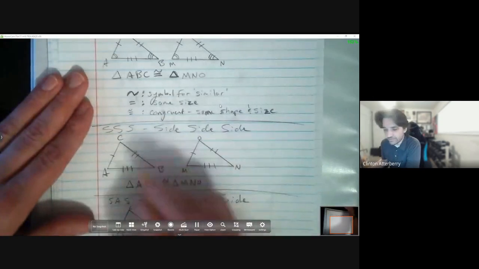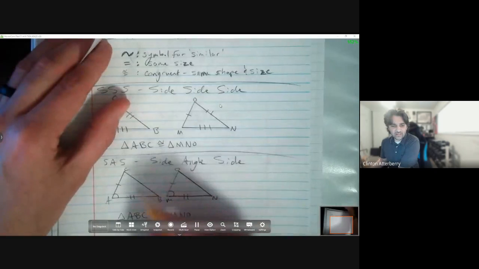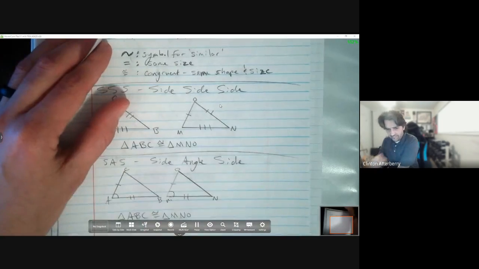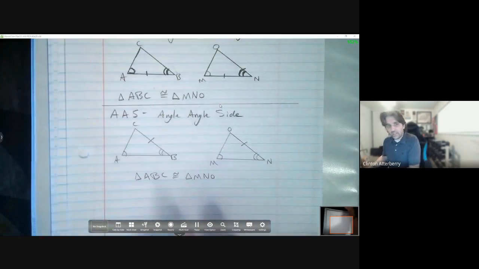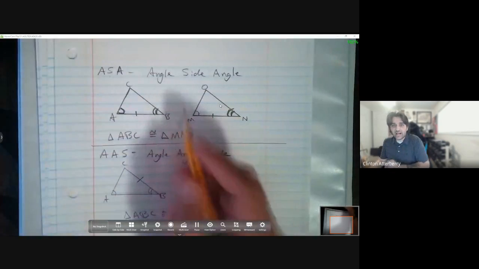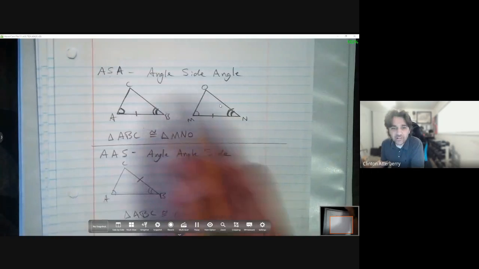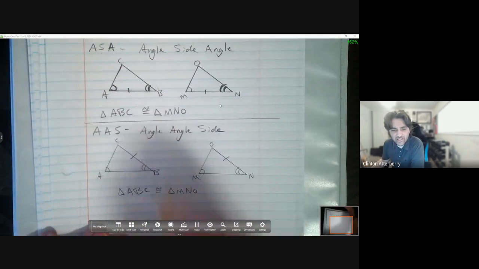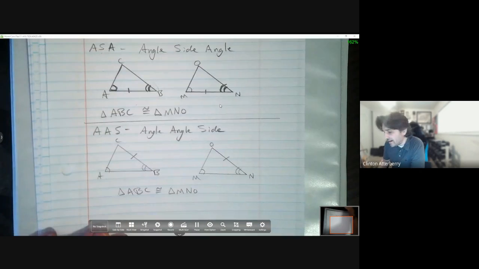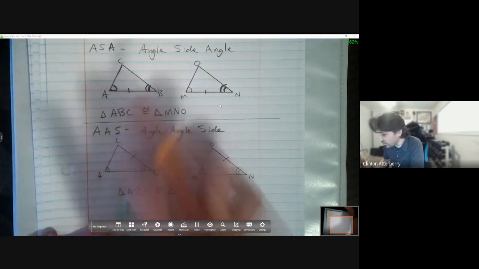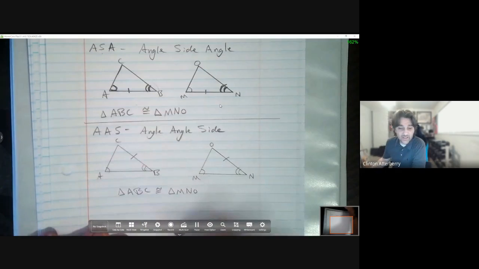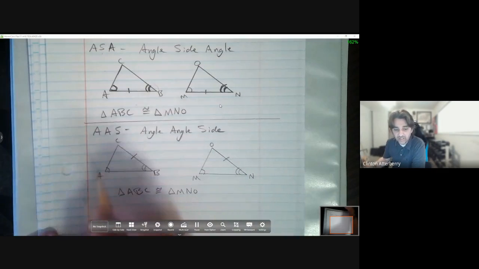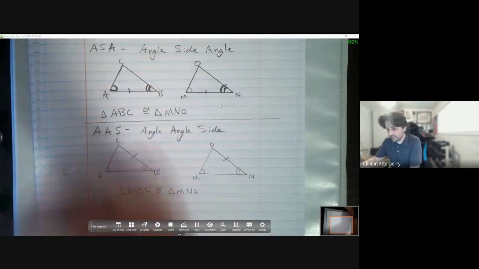Side, side, side: all three sides are the same, in the same order. Side, angle, side: there are two sides that are the same, and the angle between them is the same, in the same order. Angle, side, angle: you have two angles that are the same, in the same order, with a side in the middle that is the same length. And lastly, two angles are the same, in the same order, with the outside side that looks the same. If it follows those rules, that means the rest of the triangles are the same. The whole things are exactly the same, just like cookie cutters.